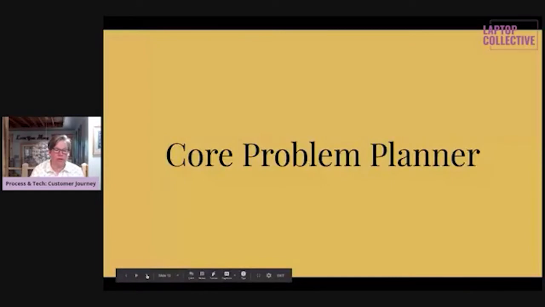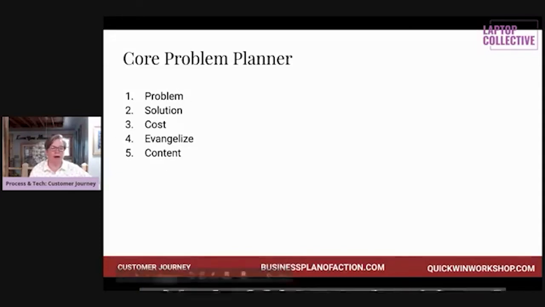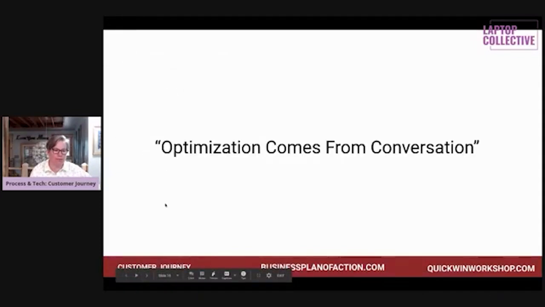Okay, so I'm going to share with you the core problem planner. We're going to talk about the problem, which we kind of just did, the solution. These are the steps of it. The cost, and it's not just the cost for the customer. Evangelize, we'll get to that in just a second. And then how all of these put together actually map out your content for you, okay?